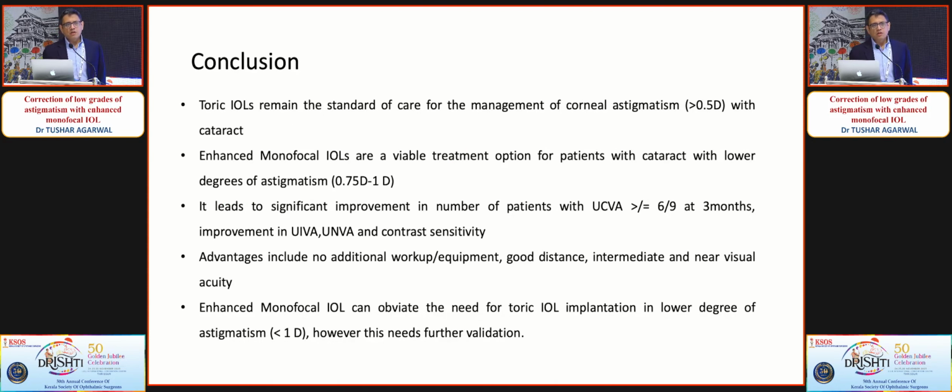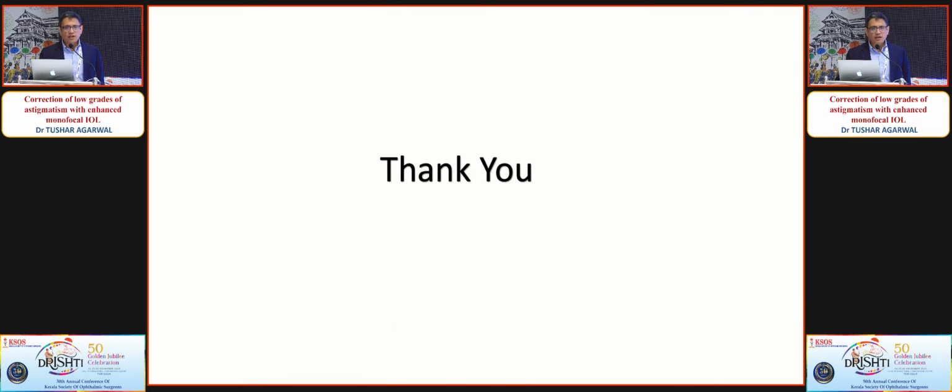To conclude, toric lenses remain the standard of care for managing any degree of astigmatism preoperatively. However, enhanced monofocal lenses can also take care of patients who have 1 diopter or less of astigmatism. So essentially, we are talking about the group of patients who have 0.5 or more, but less than 1 diopter of astigmatism, where surgeons are in two minds whether to go for a toric IOL or not. This can be a good subgroup of patients in whom to try enhanced monofocal lenses. Thank you.